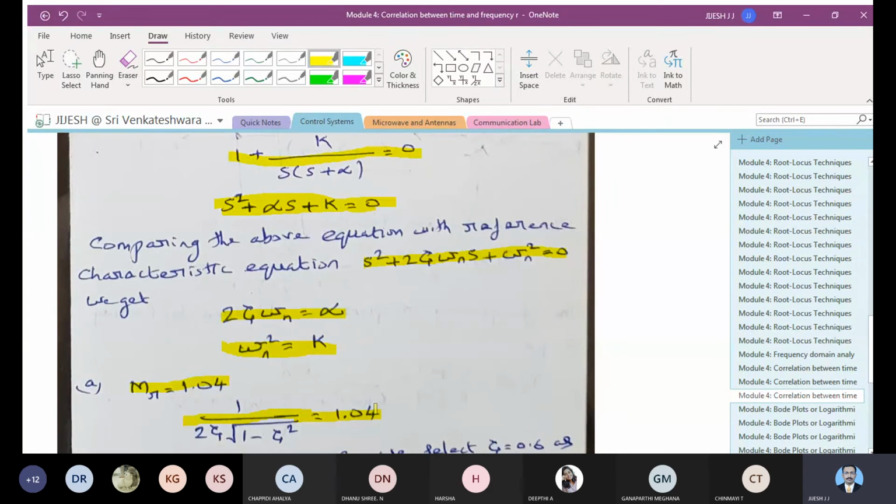In the question, it is already given that MR is equal to 1.04. Using the equation for MR which we have derived before, that is 1 divided by 2 zeta root of 1 minus zeta square, that will be equal to 1.04. Now we have to simplify that.